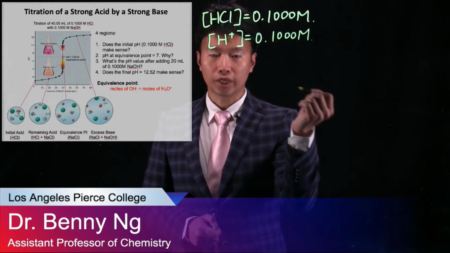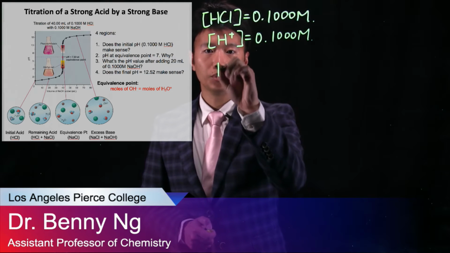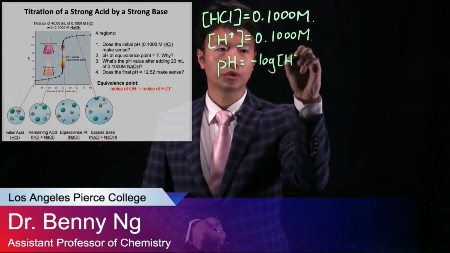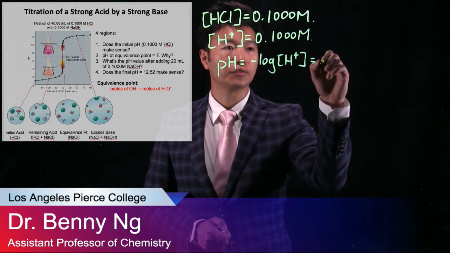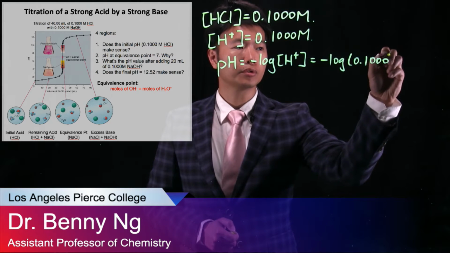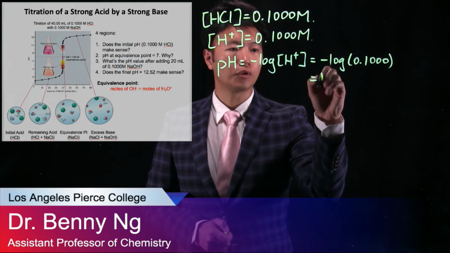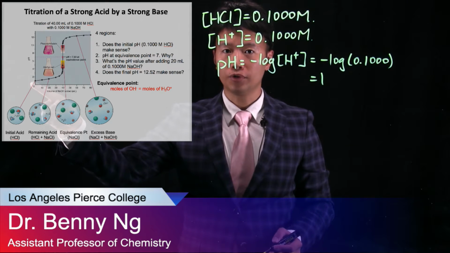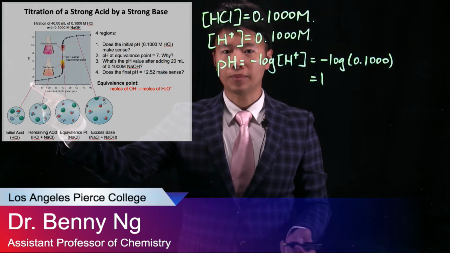As you know, to calculate the pH of a solution, pH equals negative log of the concentration of the hydronium ion. That gives you negative log of 0.1000, which gives you a pH of 1. So once again, if you look at the titration curve right here, before I add any NaOH, the pH is 1, so that makes sense.